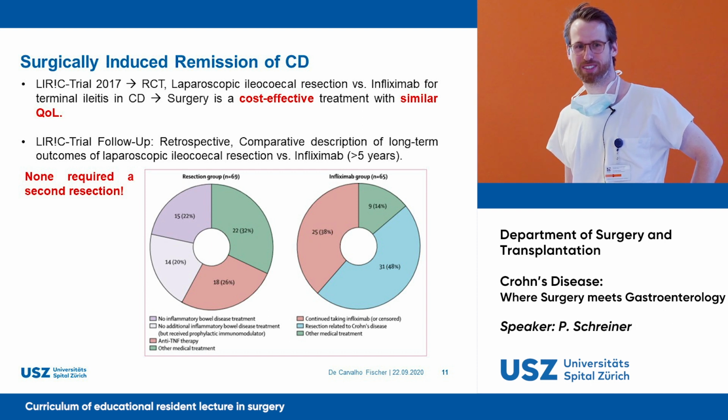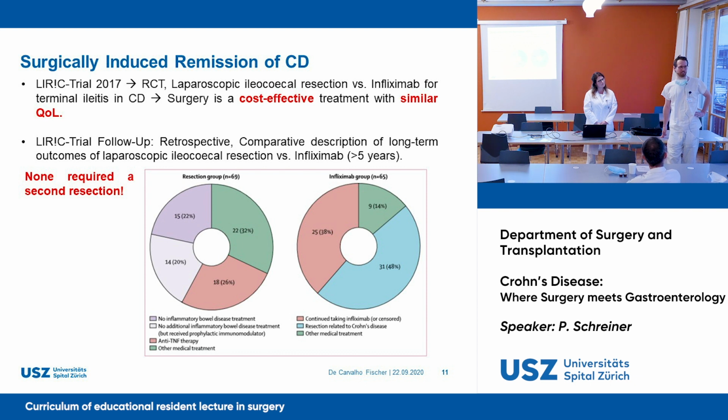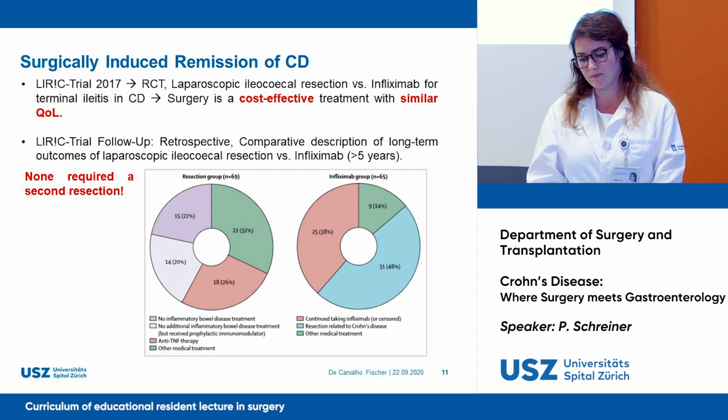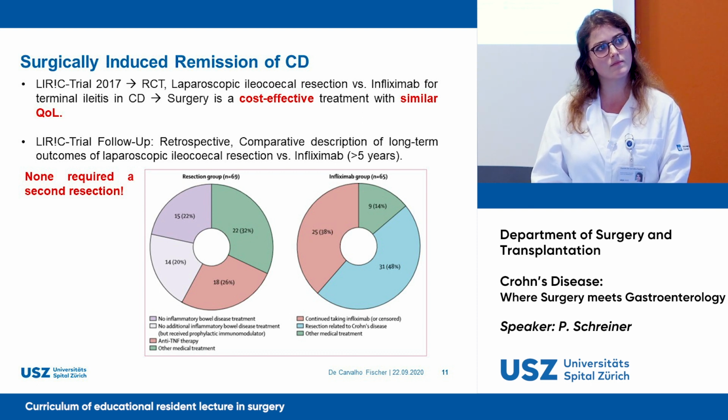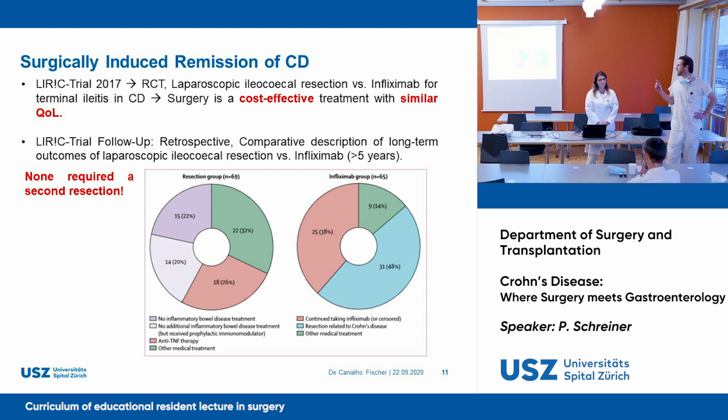I think we should offer the patient the operation. However, I have to say two things. First of all, these were a highly selective group of patients. So they had a non-stricturing disease, only 40 centimeters affected. And the other very important point is, I think we saw it here in this slide.